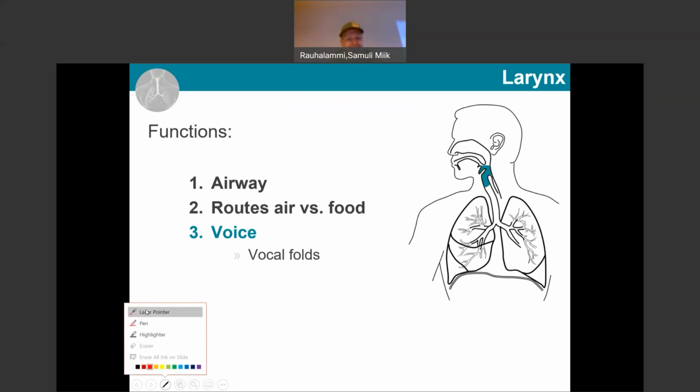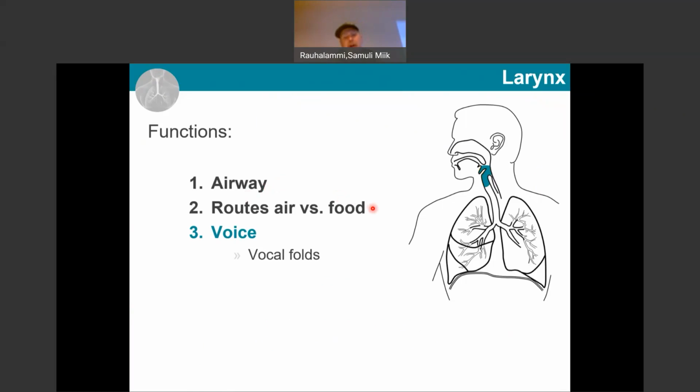So we want to have that airway from the oral or nasal cavity through our pharynx, through the larynx to the trachea and then to the lungs. So it's an essential part of this airway.